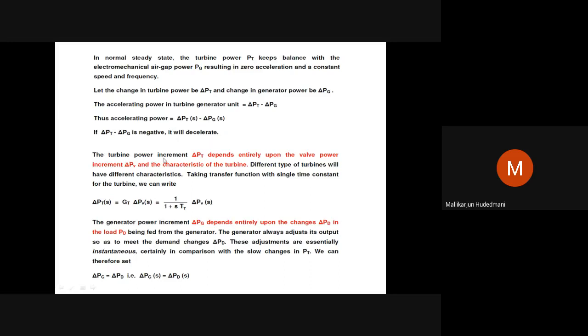Then the turbine power increment, delta PT, whether to increase or reduce the mechanical input to the generator, depends entirely upon the valve power increment. See here, the valve means the valve which is really opening the input fuel to the turbine. We call this a displacement. Valve output: incremental change in valve position is nothing but incremental change in turbine power. That is again given by a first order lag function in the transfer function. So this also we will see in the next chapter very carefully.